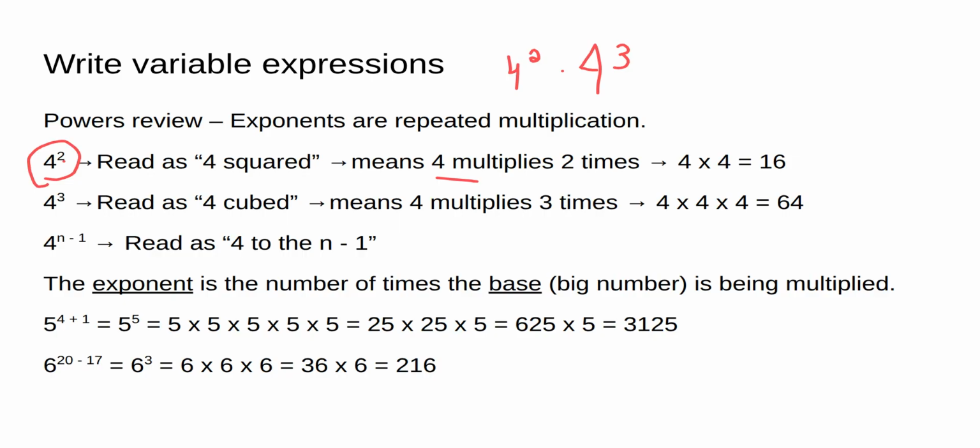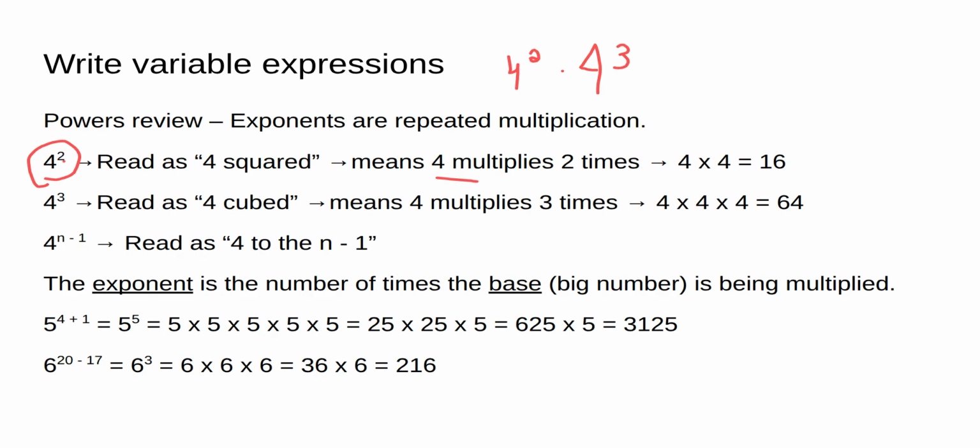Now look at this one, 4 cubed. When something's raised to the power of 3, you call it cubed. So 4 cubed means 4 multiplied by itself 3 times: 4 times 4 times 4. This is 64. This is literally taking 4 to the power of 2 and multiplying by another 4, which is 4 to the power of 3. And I'll tell you why this whole thing makes sense later on in these videos.